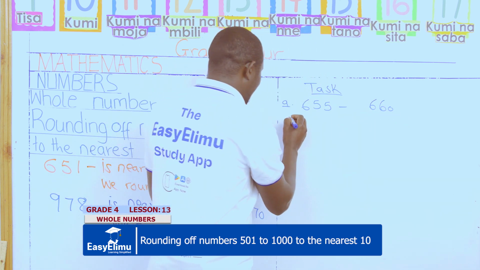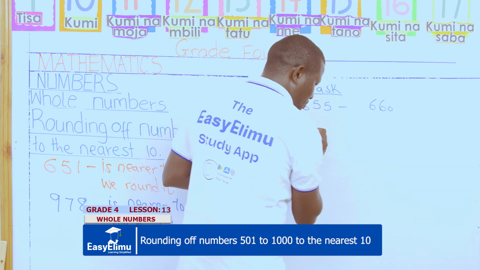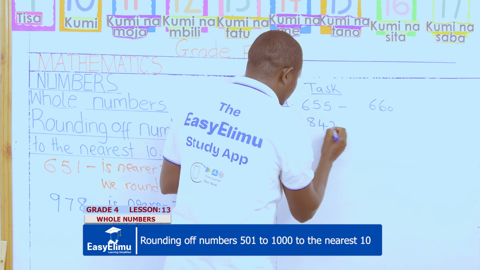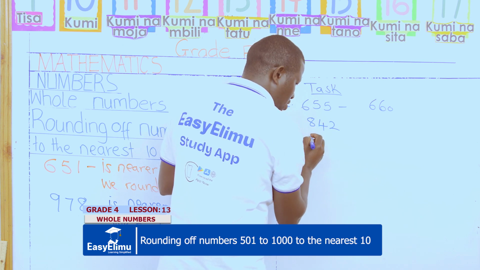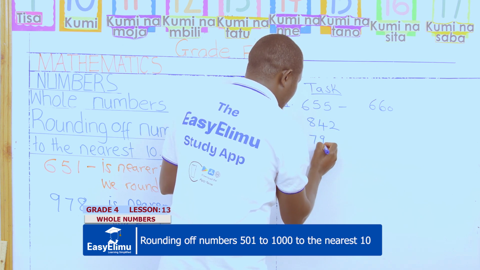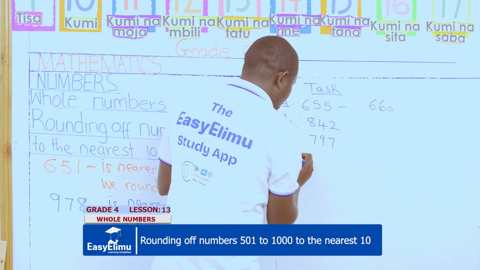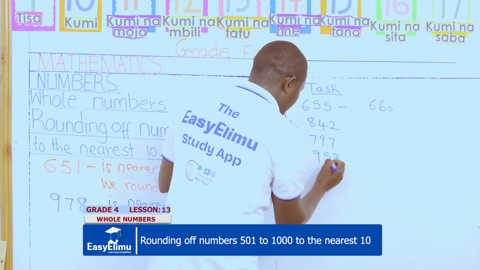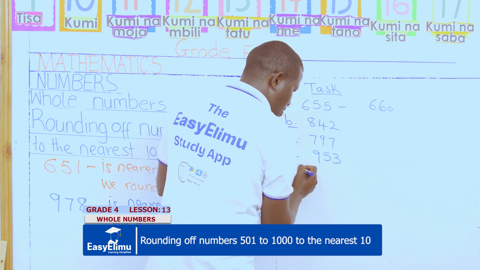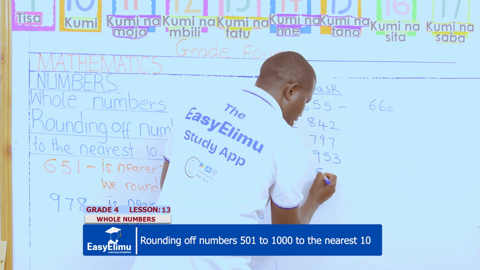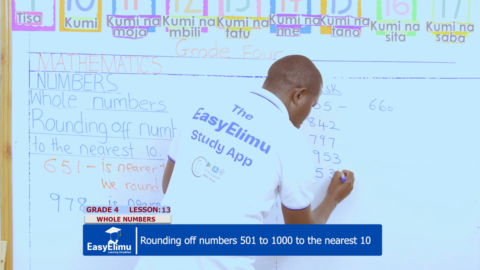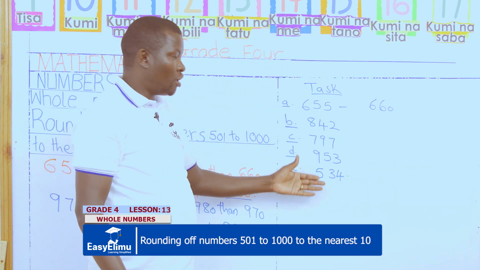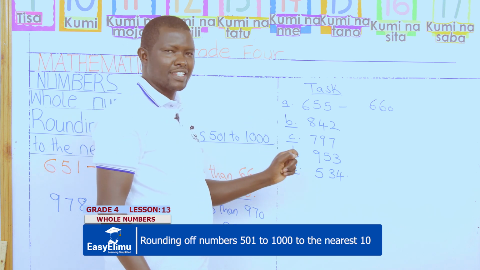But the other tasks, kindly undo them. Round off this number, 842. The other number you round off is 797. The other number you are rounding off is 953. And the last number I would request you round off is 534. Round them off to the nearest tens.